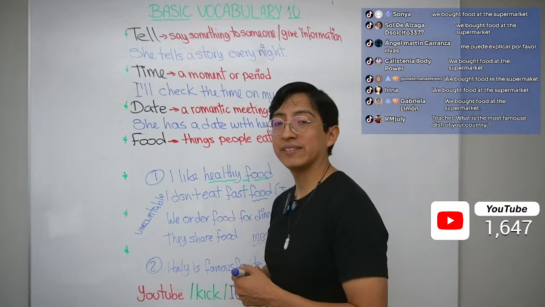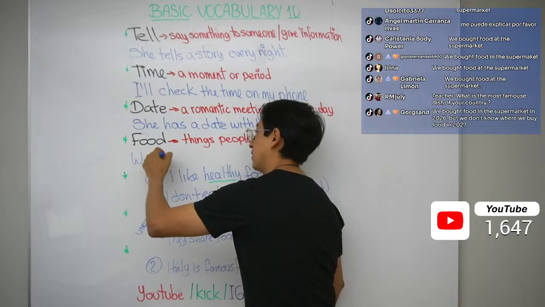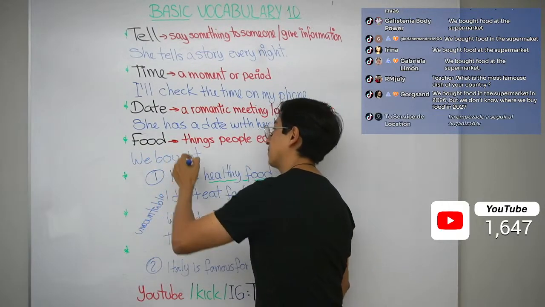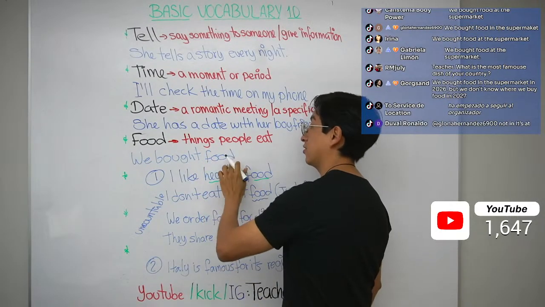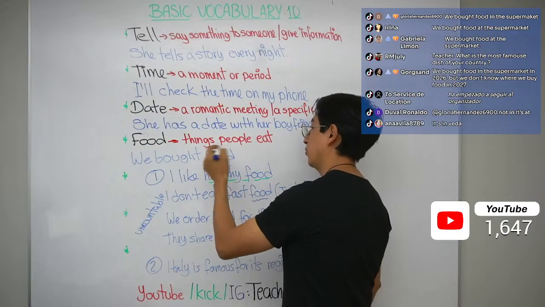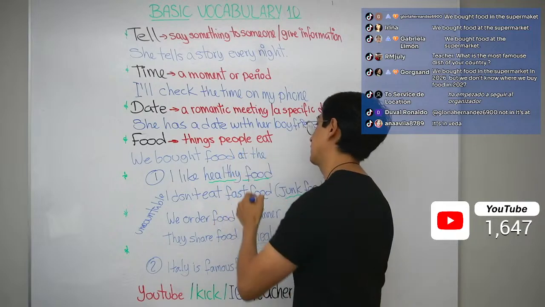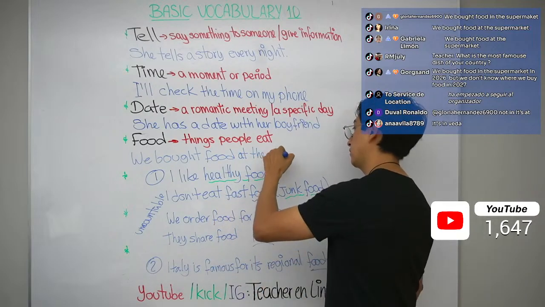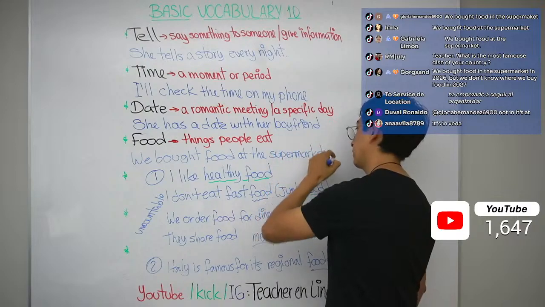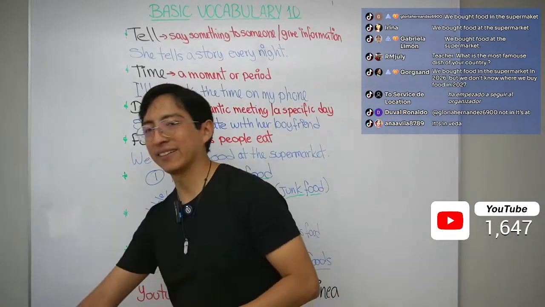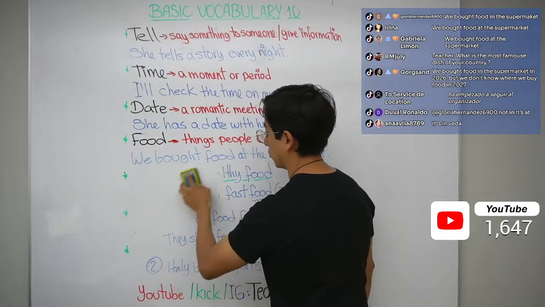Okay, guys, let's start reading that. It says, we bought food. Remember, guys, letter D, food. We bought food at the supermarket. Okay, very good, very good. I'm going to erase this and let's continue with the next word.